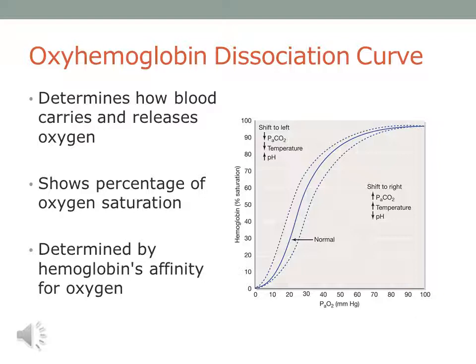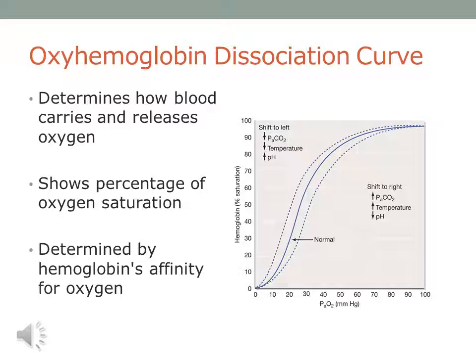Now you're going to see that there's little dots to the right and little dots to the left. And that's what we call shifting to the left or shifting to the right. And those shifts are going to be directly related to the body's need for oxygen or the body's demand for oxygen. If the shift is to the right, what's happening is the hemoglobin has less affinity for oxygen, which means it actually releases it easier.